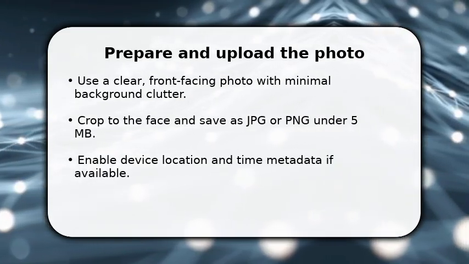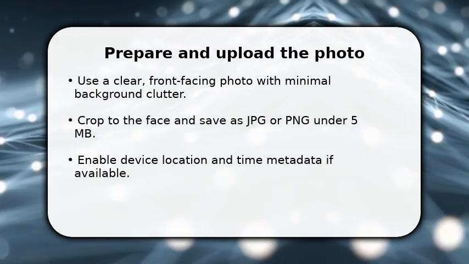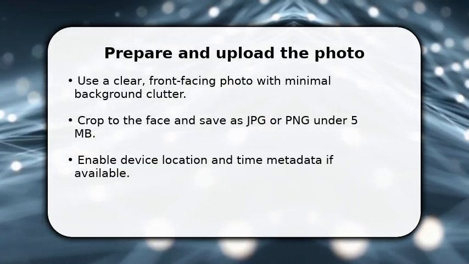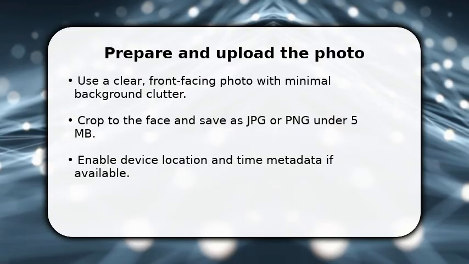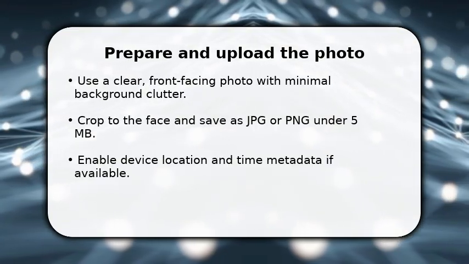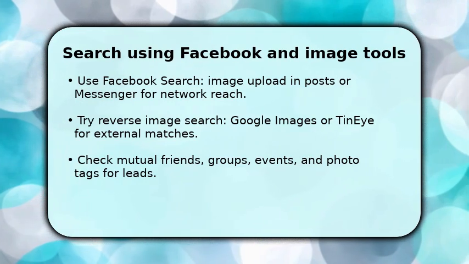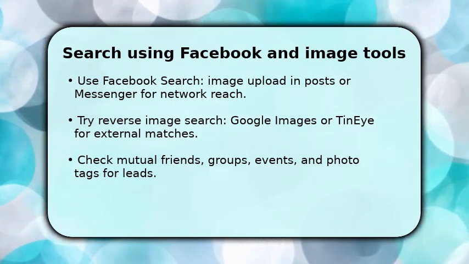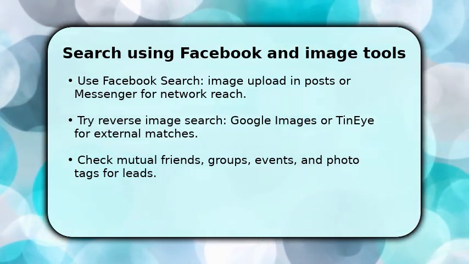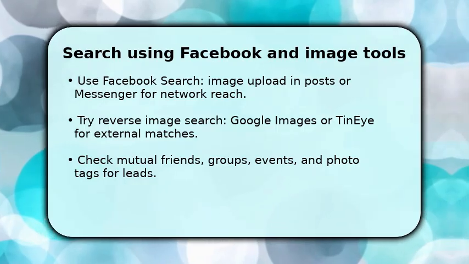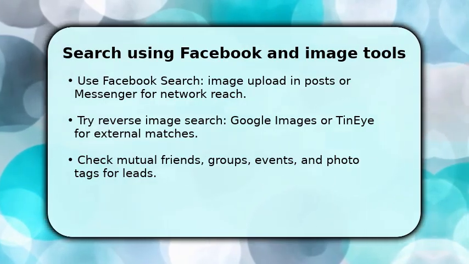Next, you'll decide whether to use Facebook's own tools, reverse image searches, or ask friends. Each path needs the same clean, focused photo to work reliably. Now you'll execute searches. First, post the photo privately to Messenger or a close friends list and ask for identification. Facebook's social graph helps because friends share context.